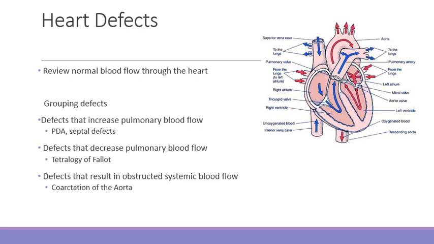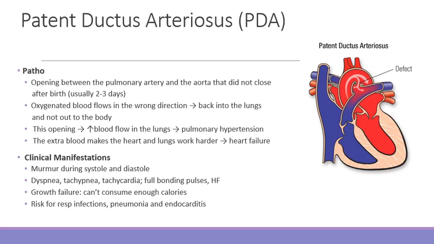Deficits that decrease pulmonary blood flow is tetralogy of Fallot. And then deficits that result in obstructed systemic blood flow is coarctation of the aorta. So we've got decreased cardiac output, decreased blood going out to our body. So that should give you some ideas of the signs and symptoms that we're going to see. Okay, so let's start with PDA, patent ductus arteriosus.